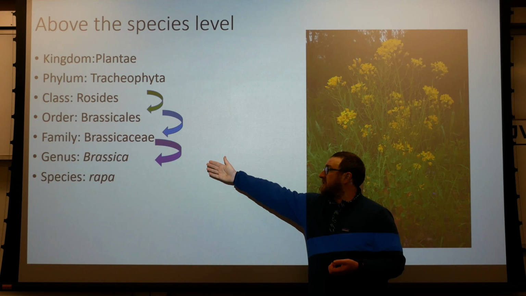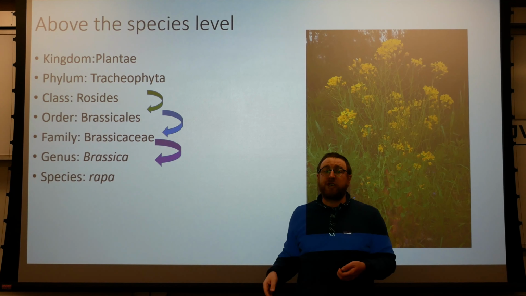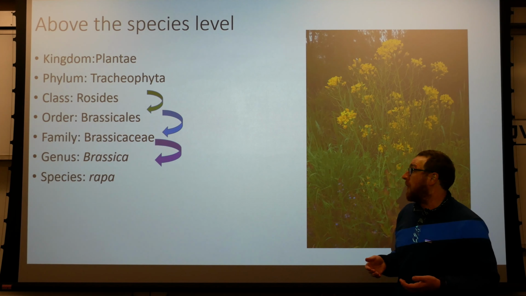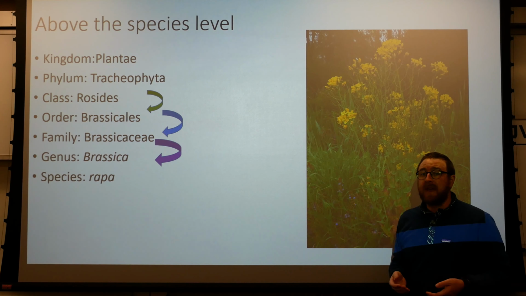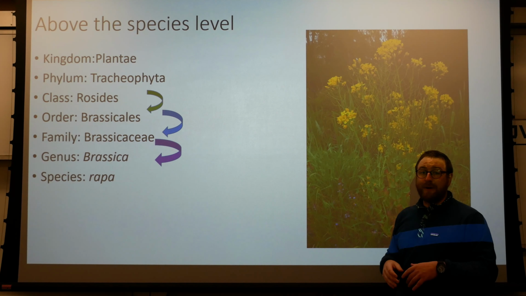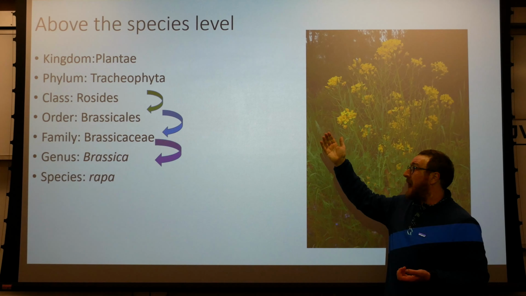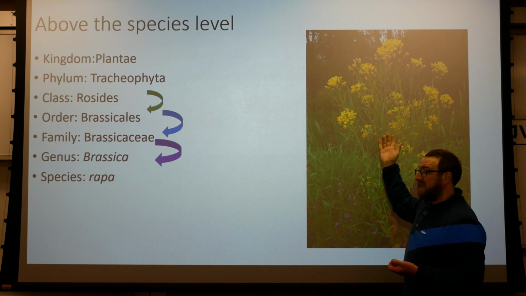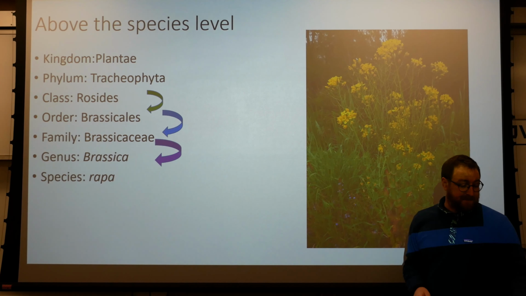So for instance, the genus Brassica gives its name to the family Brassicaceae. And Brassicaceae is in the order Brassicales. And as we go even higher, we get to the class Rosids, which includes, obviously, roses. So we know that at a very high taxonomic level, your Brassica rapa is related to roses in this case.